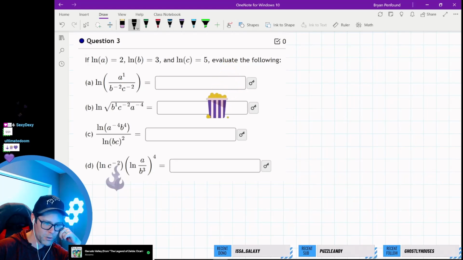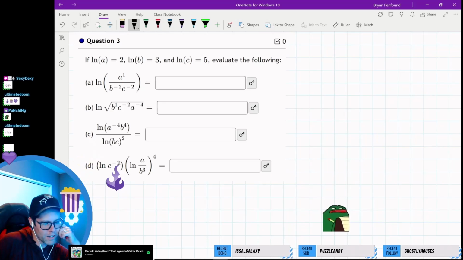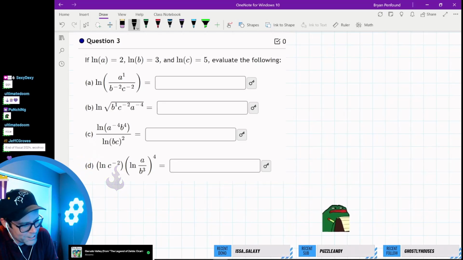If ln a equals 2, ln b equals 3, and ln c equals 5, evaluate the following. No! This is so much work.